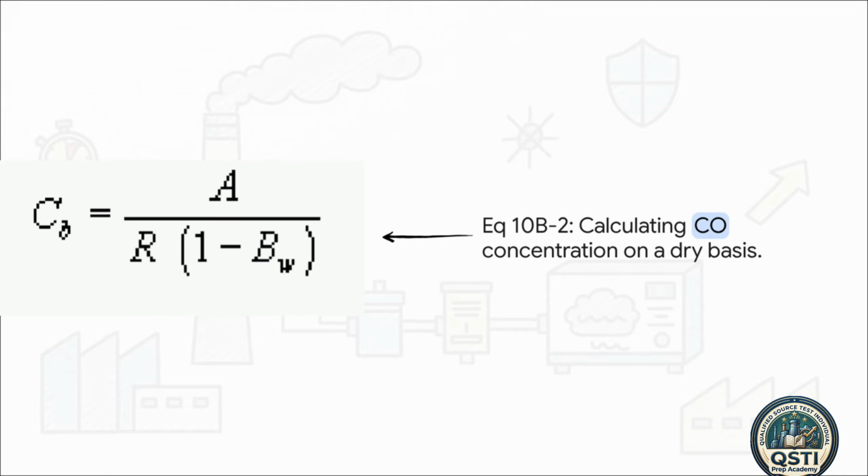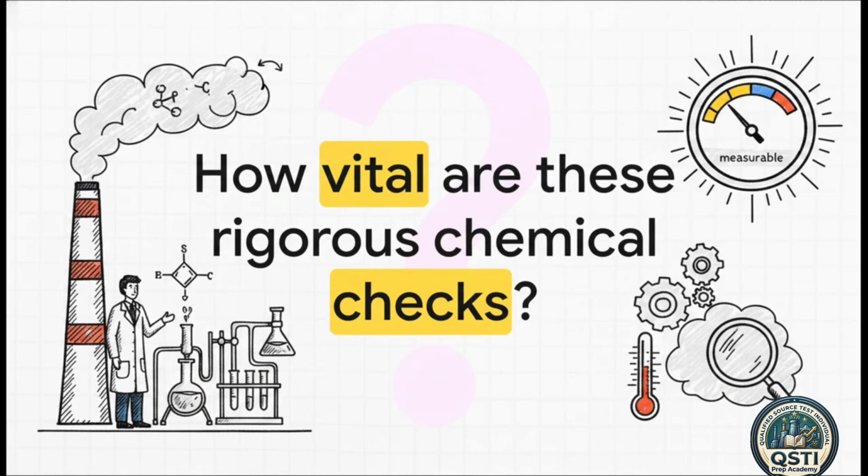Once we've got that moisture fraction, BW, we plug it right into the denominator of our ultimate goal, Equation 10B-2. We combine it with A, representing our average sample area from those triplicate lab tests, and R, which is the mean calibration response factor of our machines. When we crunch this equation, it strips away all the variables and hands us the exact dry basis carbon monoxide concentration in the bag. Seeing all these intricate steps laid out really leaves us with a provocative thought, doesn't it?